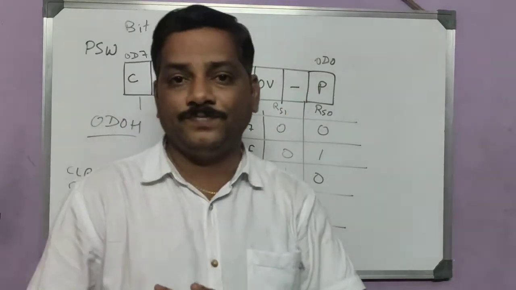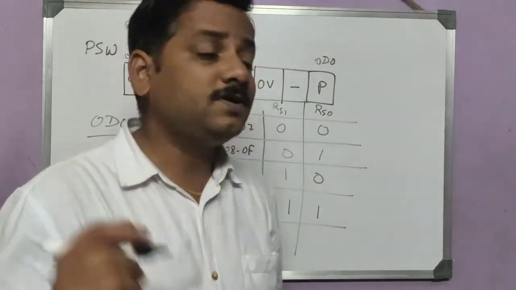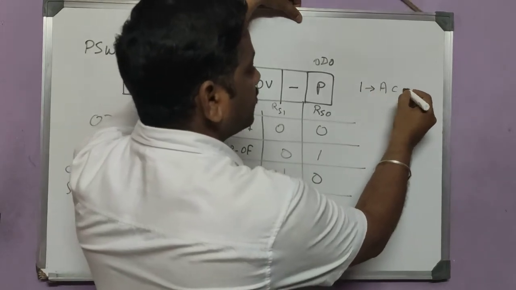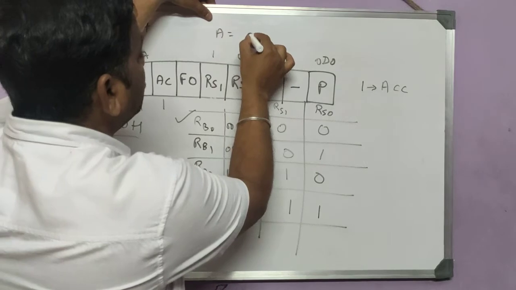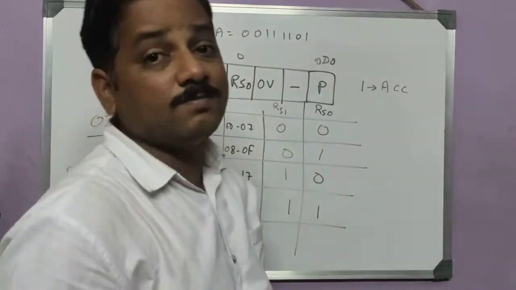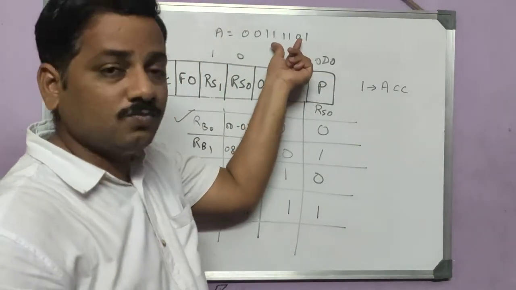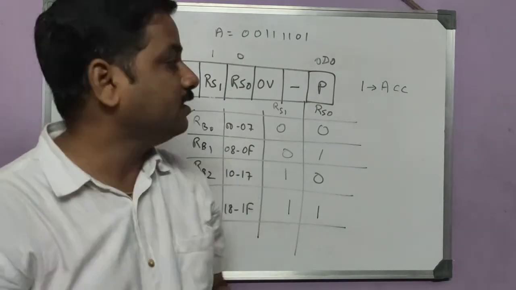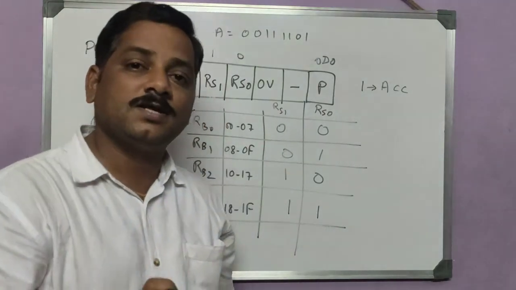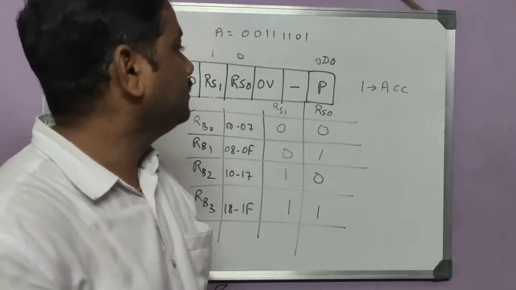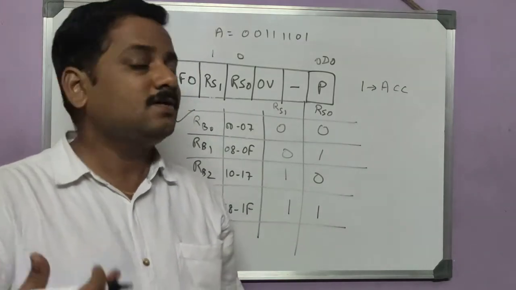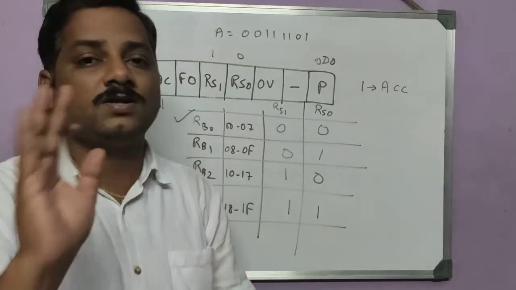Then we have parity. What is the parity flag? It will tell you whether the number of ones in the accumulator is odd or even. For example, if the accumulator has 0 0 1 1 1 1 0 1, it will count the number of ones: 1 2 3 4 5. I have 5 ones in it, so it is odd. The parity flag will not tell you how many ones there are, it will just mention whether there is an odd number of ones or an even number of ones.